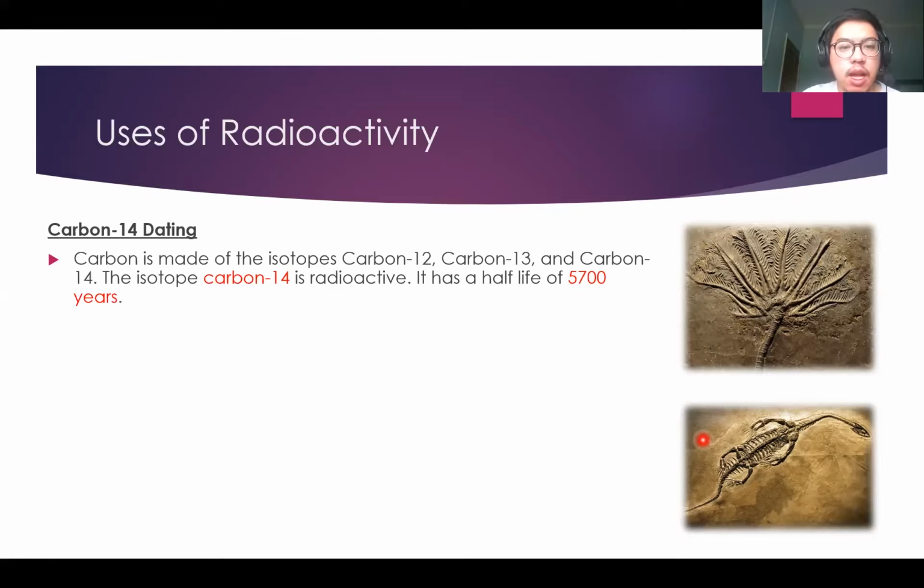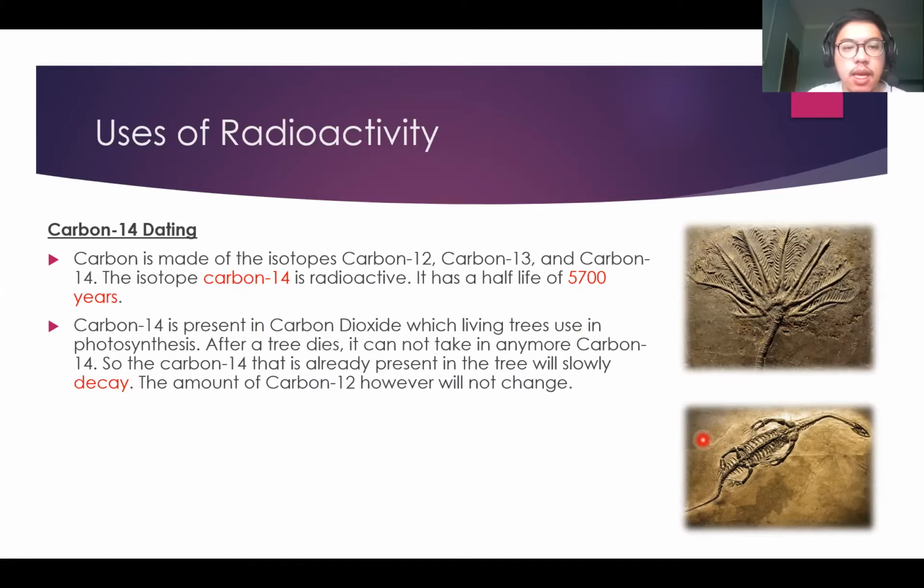Now carbon is made of the isotopes carbon-12, 13, and carbon-14. And out of these three isotopes, carbon-14 is radioactive. We know it has a half-life of 5,700 years. Carbon-14 is present in carbon dioxide, which living trees use in photosynthesis. After a tree dies, it cannot take in any more carbon-14, so the carbon-14 that is already present in the tree will slowly decay. The amount of carbon-12, however, will not change.